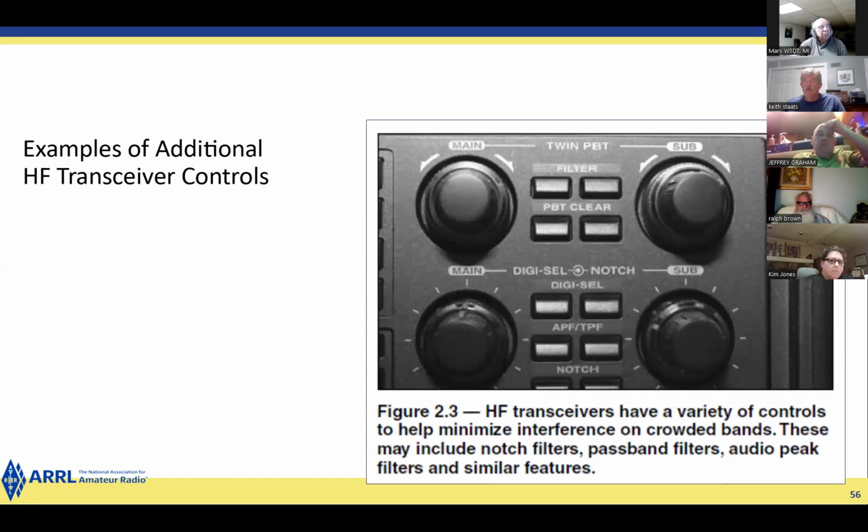As you can see here from the picture, you've got a number of different things that you don't see on your little HT. Passband filters, notch filters, audio peak filters, all kinds of little fun things that you can play with. Nothing like the toys, guys. Nothing like the toys.